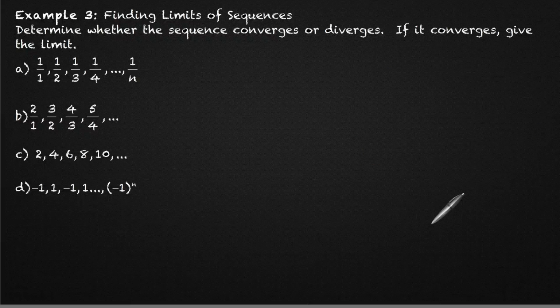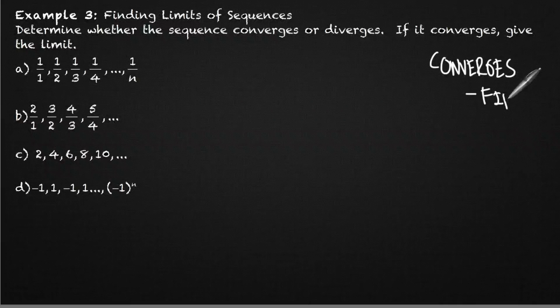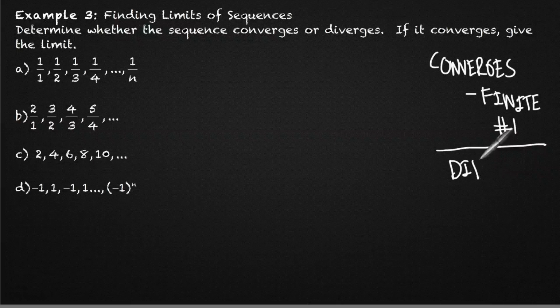Okay, now we're going to talk about something called converging and diverging. Let's talk a little bit about this. A sequence converges if the list of numbers heads towards a finite number. So if the list of numbers is heading towards a finite number, then we say that it converges to that number. Now, if a sequence diverges, then one of two things is happening.